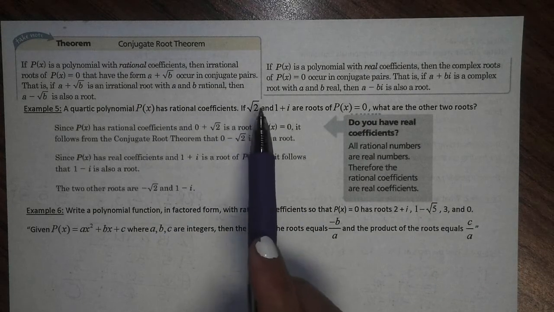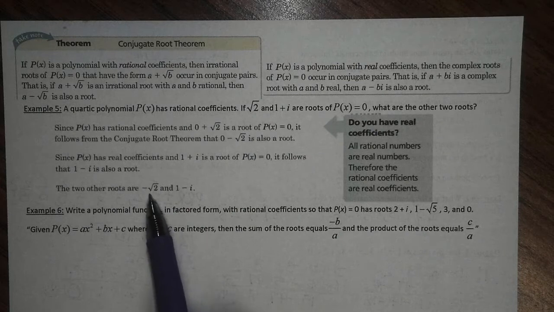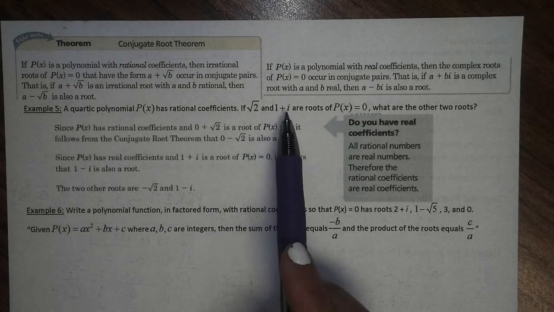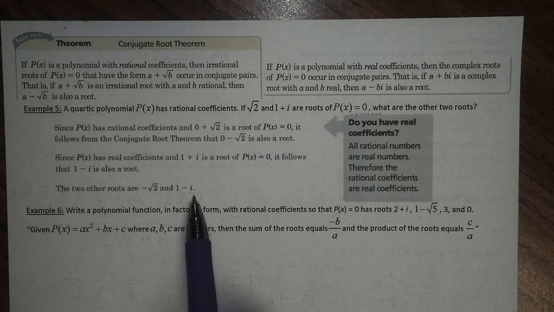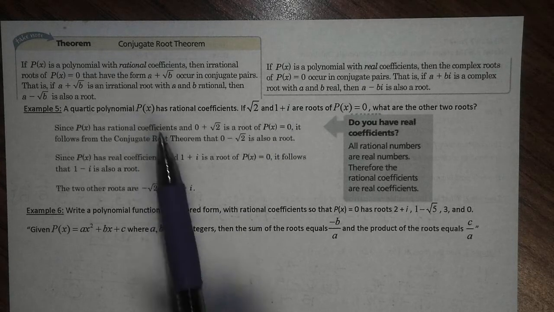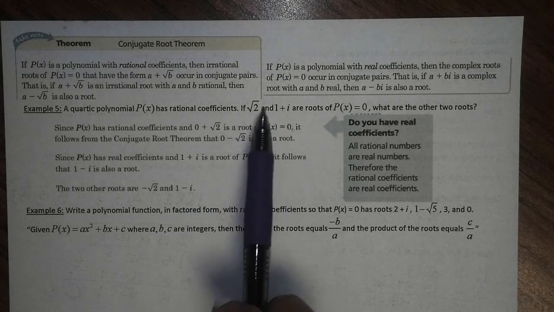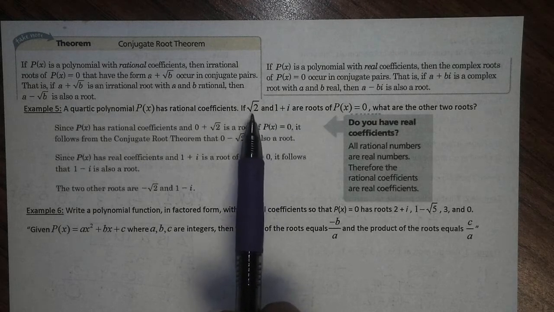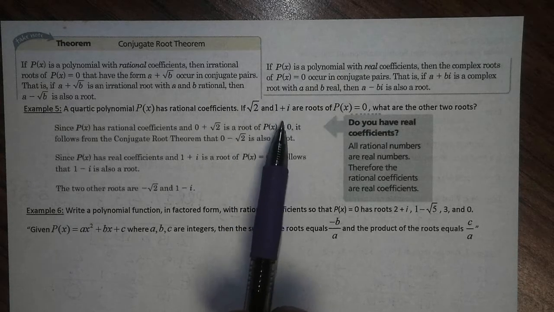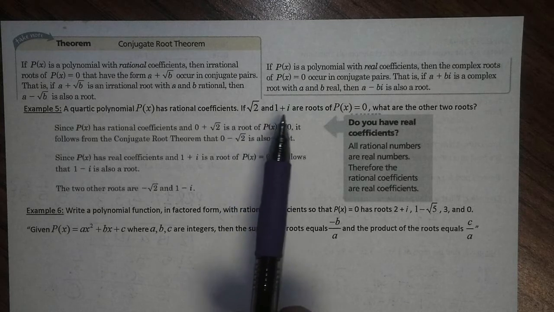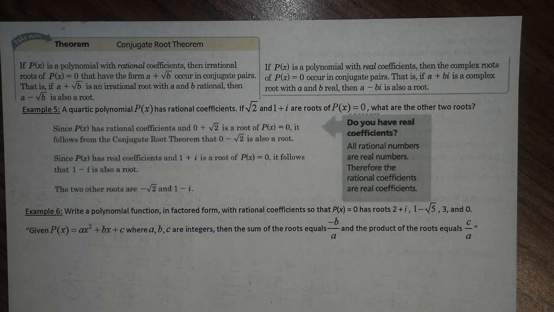So if the square root of 2 is a root, that means that negative square root of 2 is a root. If 1 plus i is a root, that means that 1 minus i is a root as well. And this conjugate root theorem only works when your roots are irrational, like the square root of 2 or 1 plus the square root of 3, or if they're imaginary. So it doesn't work if your roots are just real rational numbers. So I'll show you an example 6.